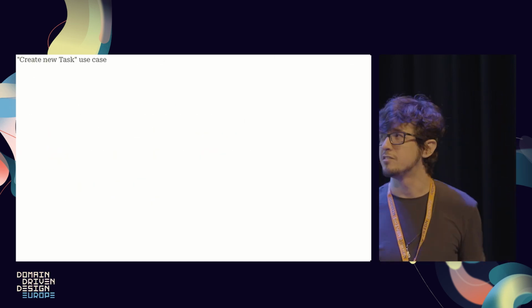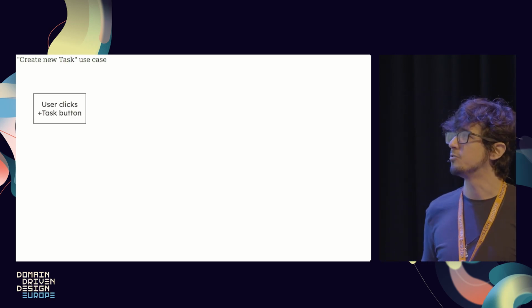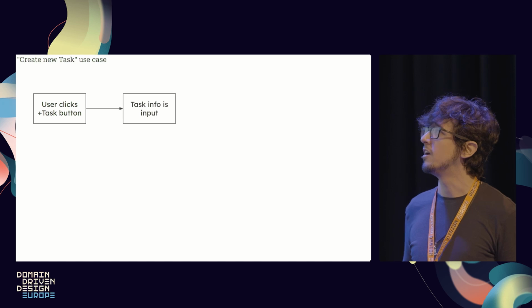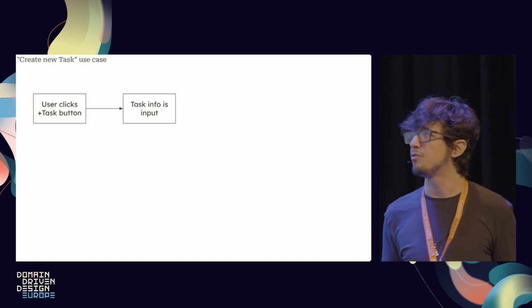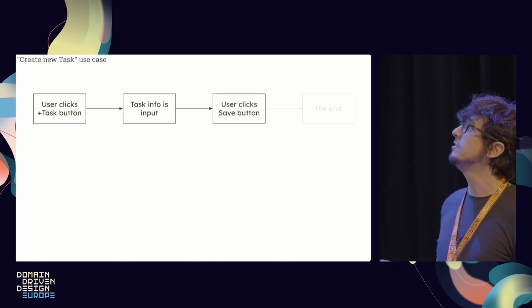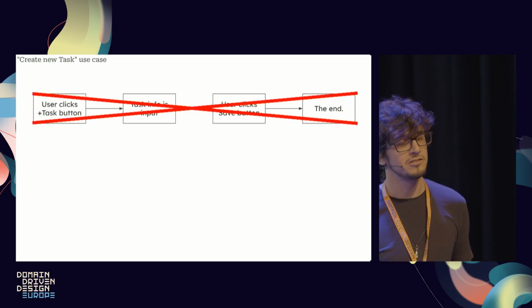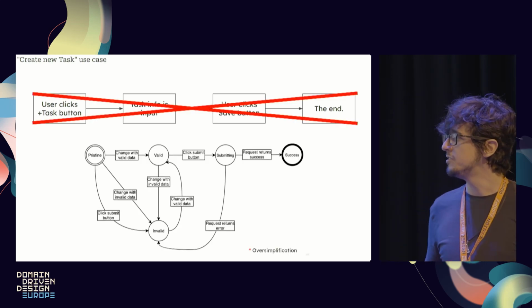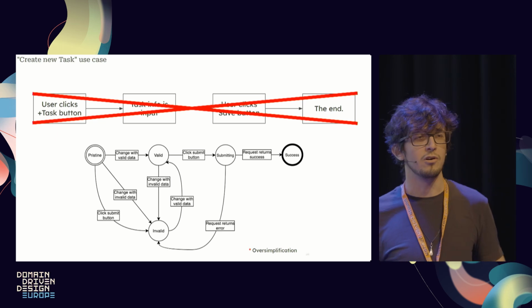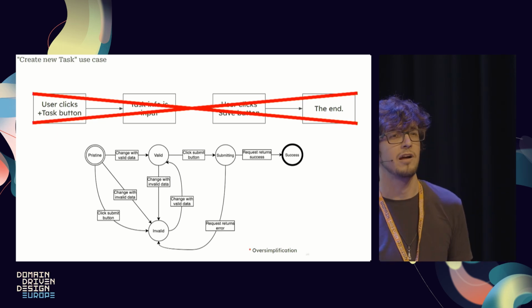Initially, we might assume that the way that the create new task use case works is something like this. So the user clicks the plus task button, and then the user inputs the data in the form. The user clicks the save button, the end, and that's okay. The user is happy. But it's not that easy. It's not how it works. So this is an oversimplification of how use cases usually apply on the front end.